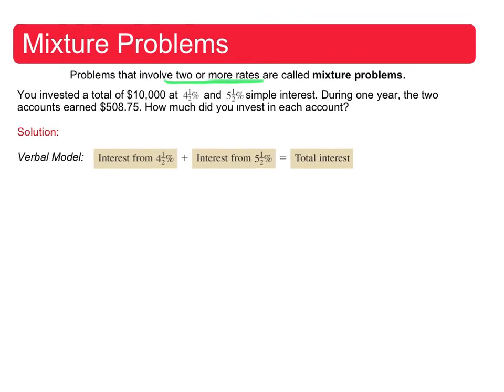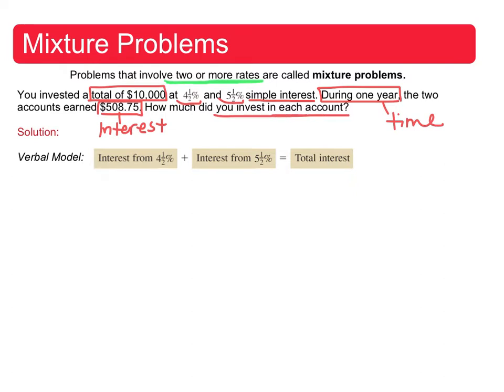All right, so let's go ahead and read through it. You invested a total of $10,000 at 4.5% and 5.5% simple interest. During 1 year, so there's our time, the two accounts earned $508.75. So this, when they earn it, they're talking about the interest. How much did you invest in each account?